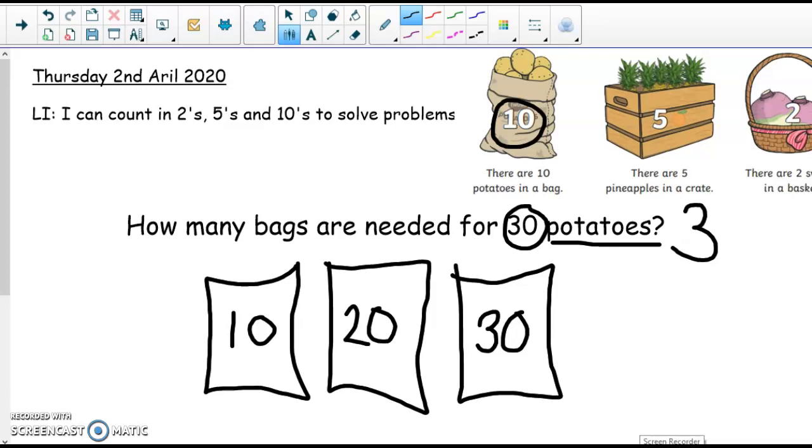So you can either do challenge 1, challenge 2 or challenge 3, okay? A, B or C. And they will require you to count in 2's, 5's and 10's.